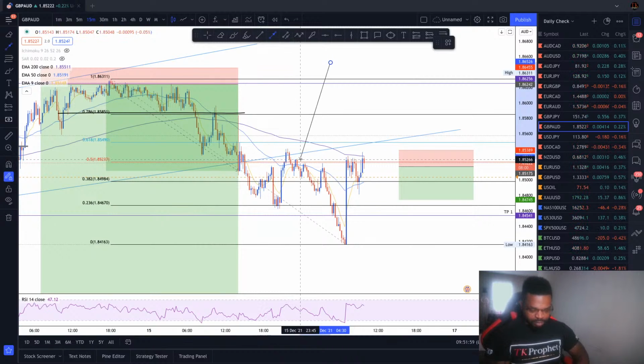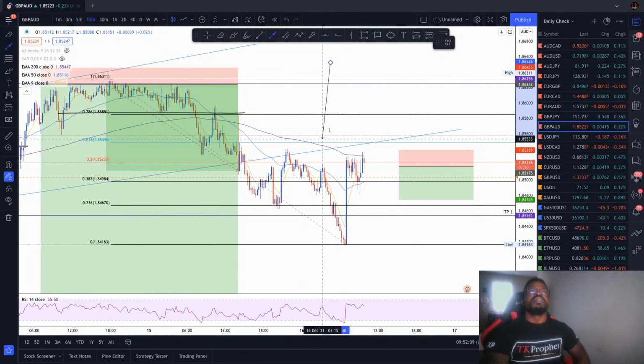And that's why understanding structure is key while trading. You have to understand structure, where you are structurally.